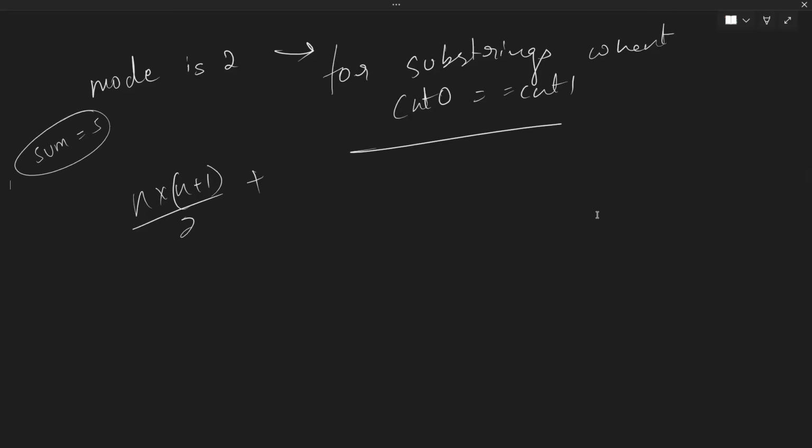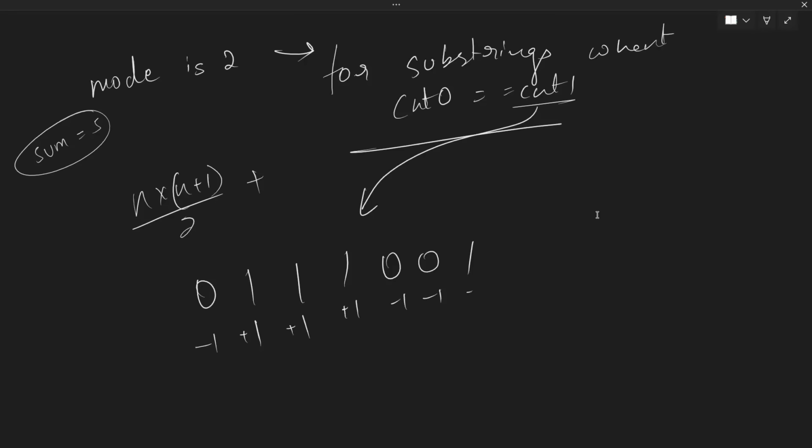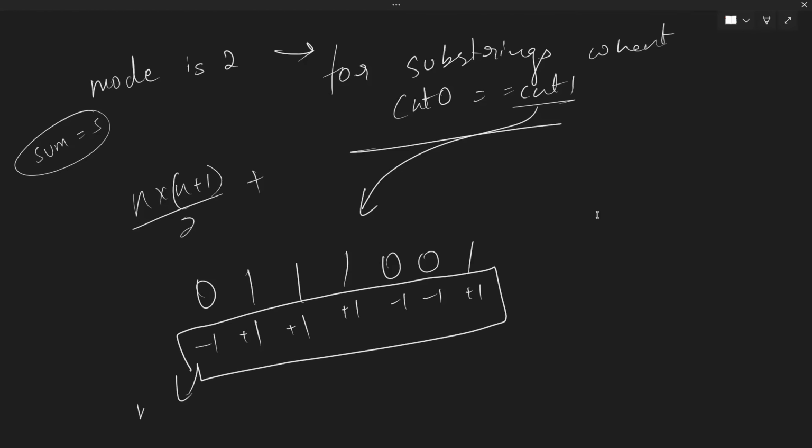You'll use a map. Let's replace all the ones. Like in your string, you have 0, 1, 1, 1, 0, 0, 1. So you can replace zeros with minus 1 and replace ones with plus 1, positive 1. So just find how many subarrays in this array have sum 0?